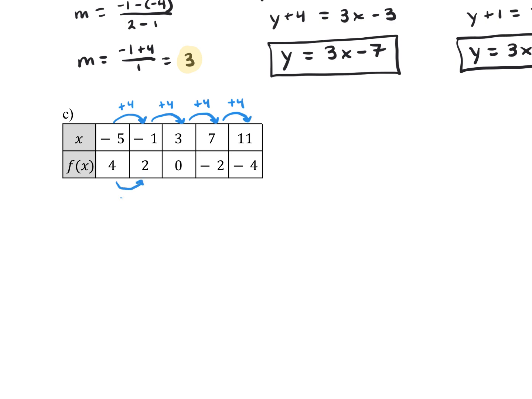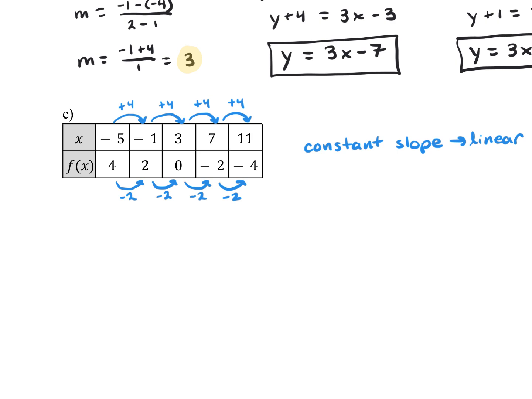So 4 to 2, we subtract 2. 2 to 0, we subtract 2, subtract 2, and subtract 2. So because there's this constant change in y and a constant change of x, that means that this has a constant slope, which makes it linear. So once I know that it's linear, I can then start to create the equation.